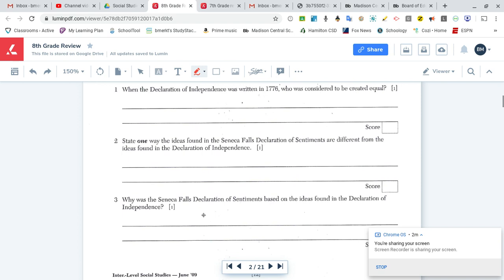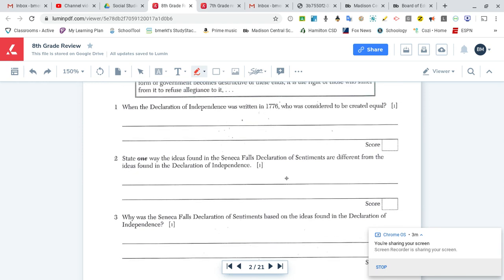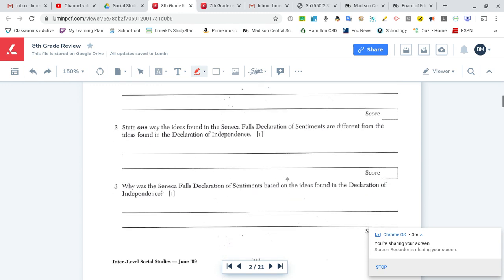And your third question, why was the Seneca Falls Declaration of Sentiments based on the ideas found in the Declaration of Independence? Well, hopefully you thought about how important that document was. That document established the basis of American freedom, and I would write that in some form or fashion to show that women were left out of that important document, and also state that the Declaration of Independence was the basis for American freedom, and that's why the Seneca Falls Declaration of Sentiments based their ideas off of that. And that should finish that first page.